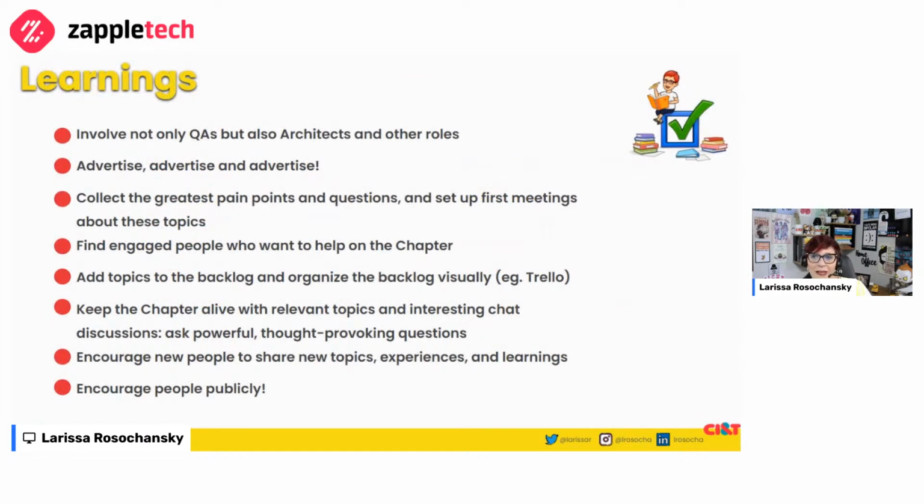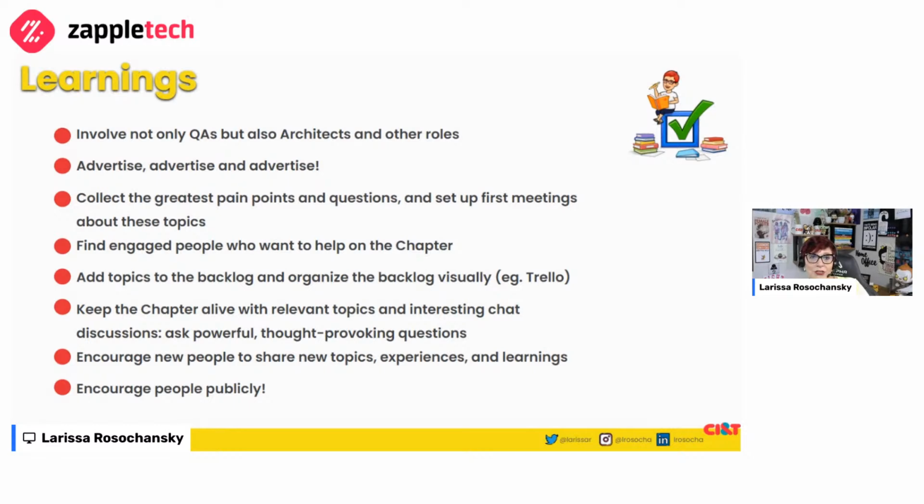And what we learned with all of this is that it's really important for us to involve everyone, not only the QAs. If we had involved only the QAs, the conversations we had weren't going to be as rich as they were. This is really important, because when we were able to bring the architects, the developers, and leadership as well, we were able to have a much richer conversation.